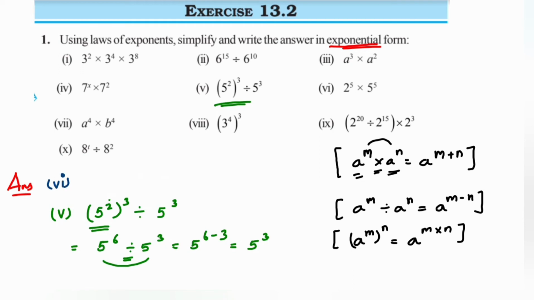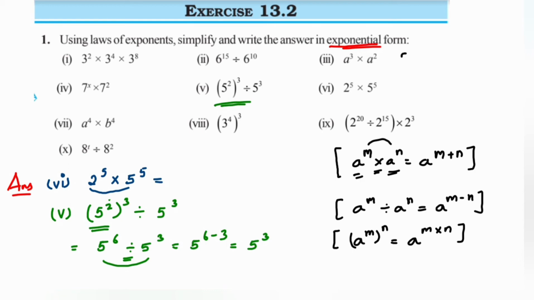So we have 2 to the power 5 multiplied by 5 to the power 5. If you observe here, bases are different whereas powers are same. So in such case, we have to apply a new law, which I'm writing here.